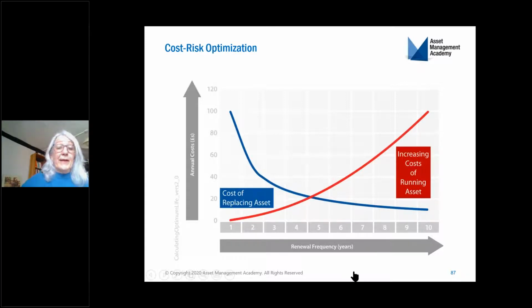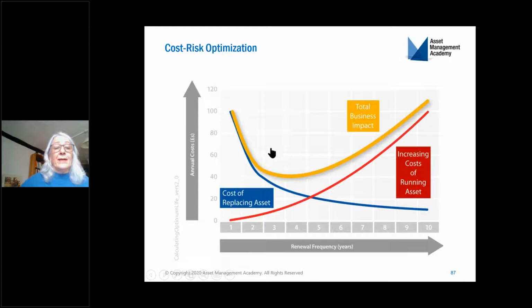The right time to replace this asset, whatever it is, is not in fact where they cross, which is just an artificial point. What we do is we add these two together, the capital cost and the increasing cost of running it, we add them together and we get this line, this yellow line, which is almost always a shallow U. And the principle here is that the minimum point on that curve is going to give us the right time to replace, because that's the point at which our average annual costs are lowest.